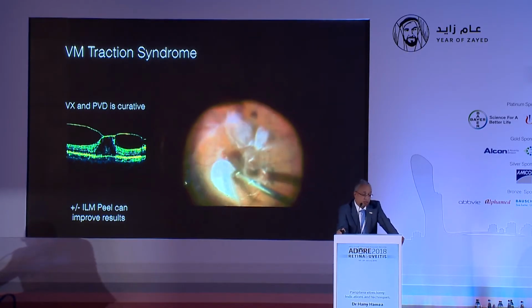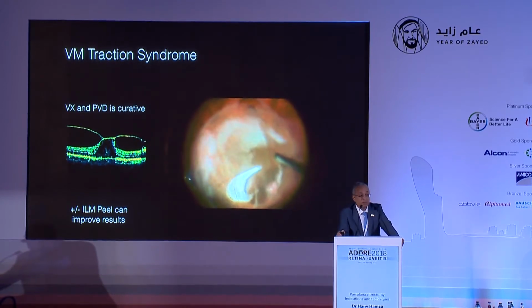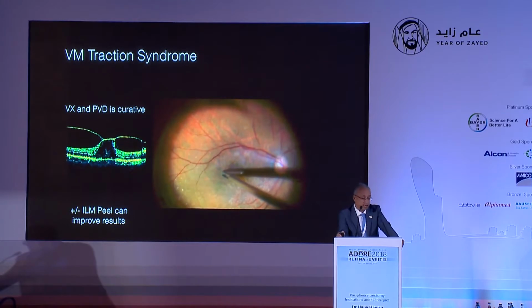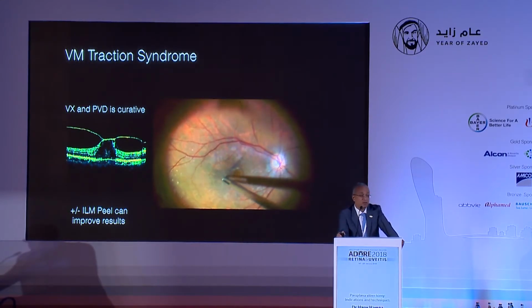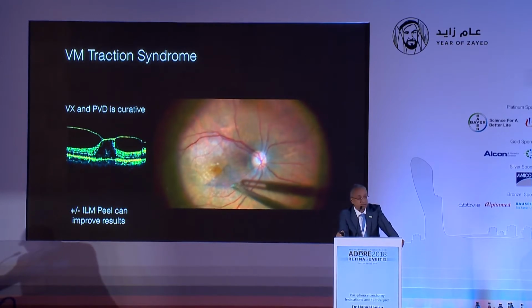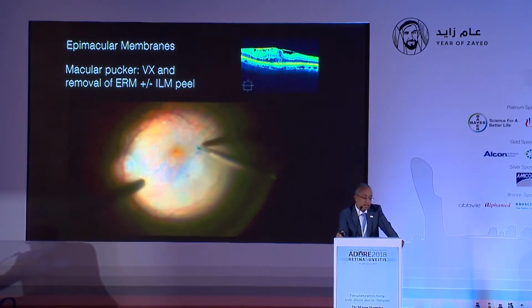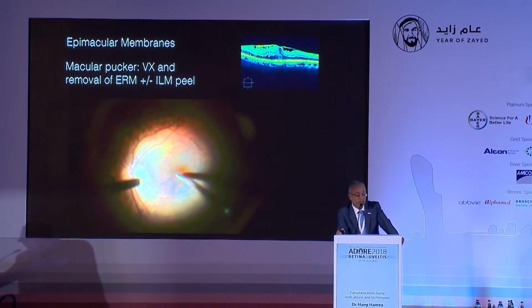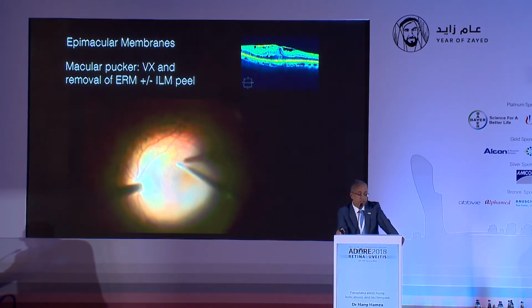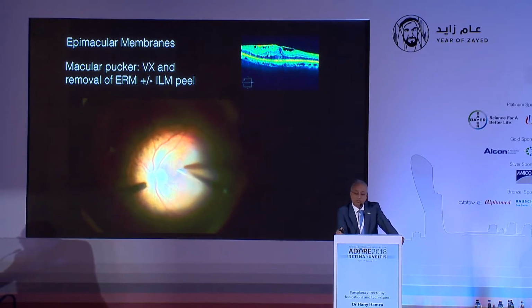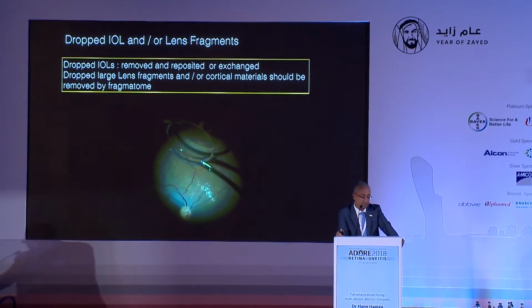Vitreomacular traction syndromes can be cured simply by posterior vitreous detachment. If you achieve a posterior vitreous detachment, it will cure the case. Sometimes we combine it with ILM peeling in order to enhance resolution of the chronic tractional effects on the macula. Again, epimacular membranes, or macular pucker, have only one treatment, which is vitrectomy with removal of the membrane with or without ILM peeling, and the membrane can be removed in one layer with the ILM in some cases.